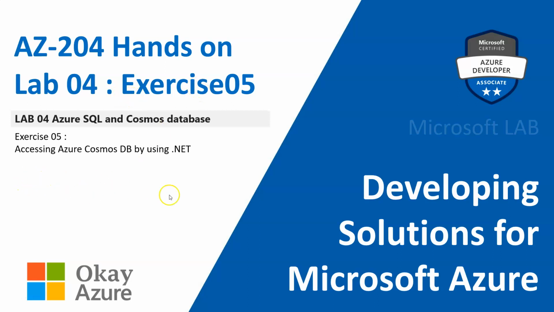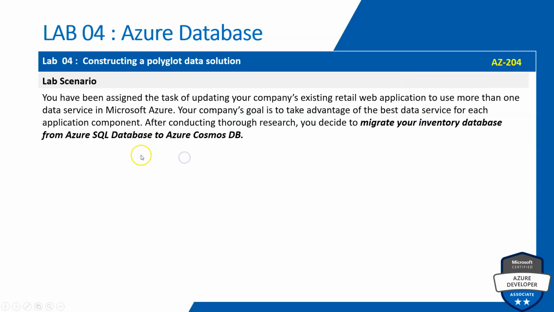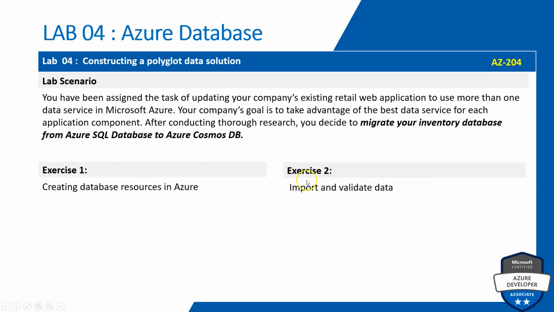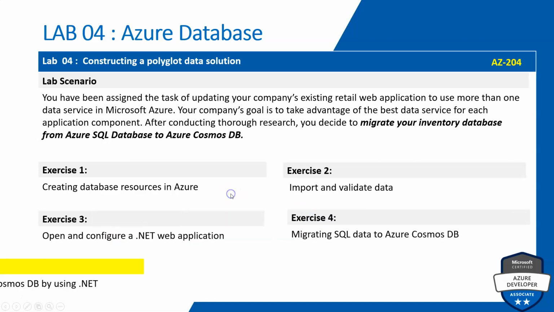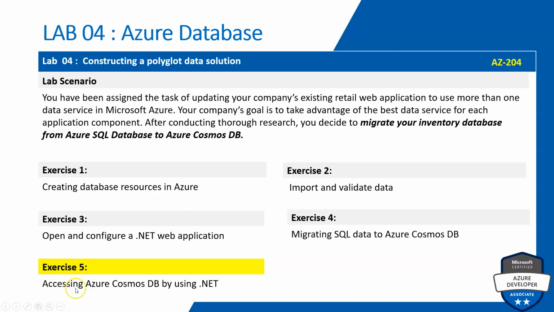And in this video, here is the lab scenario. So far we are done with exercise 1, exercise 2, 3 and 4. In this video we'll work on exercise 5 and here we'll try to access Cosmos using .NET. So we'll write a piece of code here. Now let's go to the instruction page where we have all the instructions from Azure.